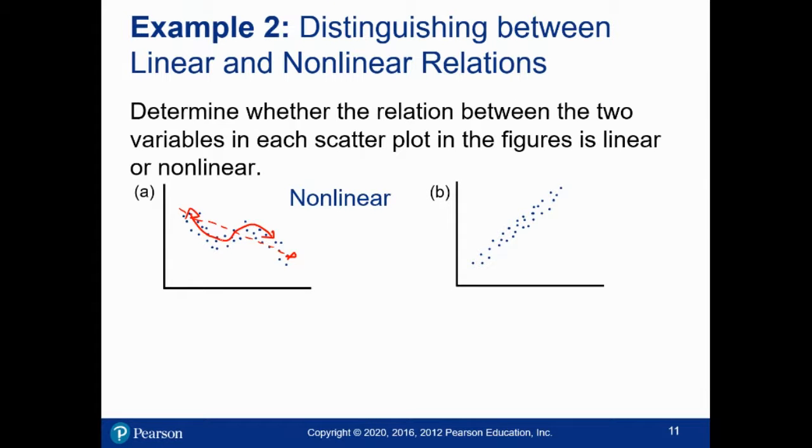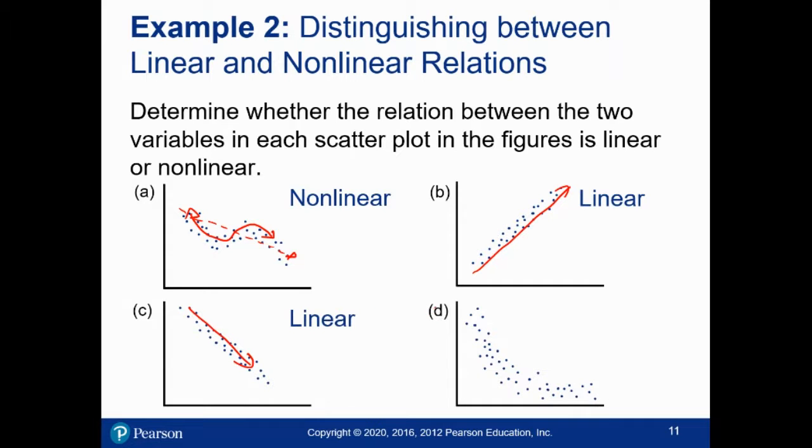Okay, this one here, does this look like a straight line fits it or not? I'd say this looks pretty linear. It kind of looks like we've got a line like that. This one here also looks linear, going down. And what about this?